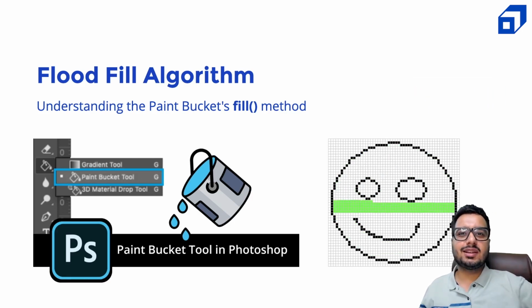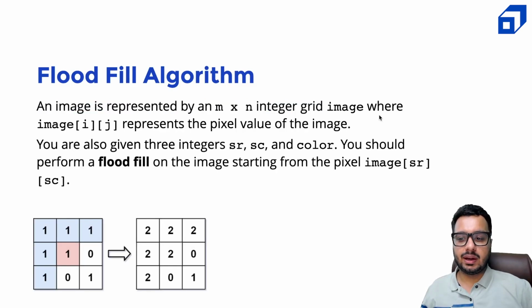So let us understand the problem statement first. In all these designing tools like Photoshop, Paint, what do you have? You have an image and you have to manipulate pixels of an image by filling some color. So what we have to do, we are given an image. In general, an image is represented as a grid of pixels. It's a 2D grid of pixels where each pixel represents a color, right?